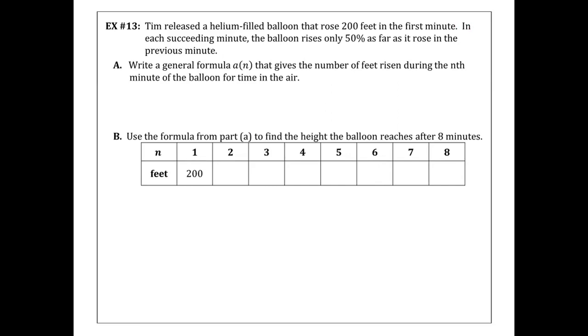So we're going to establish what we have, right? So what was given to us? And that's our A of 1. So they gave us our A of 1 equals 200. Agreed? That 50% represents our what? Our R. So our R is 1/2.